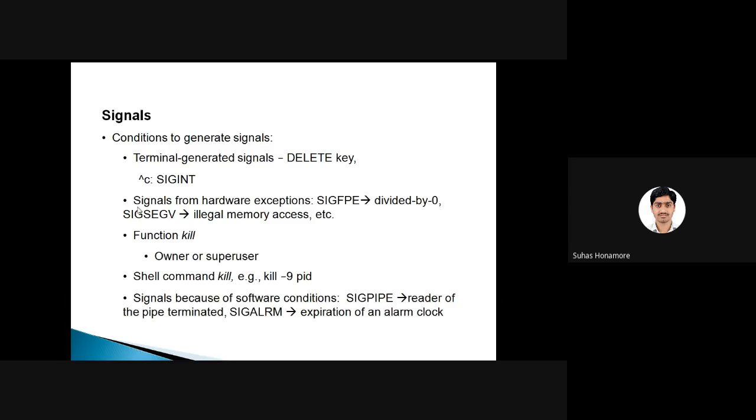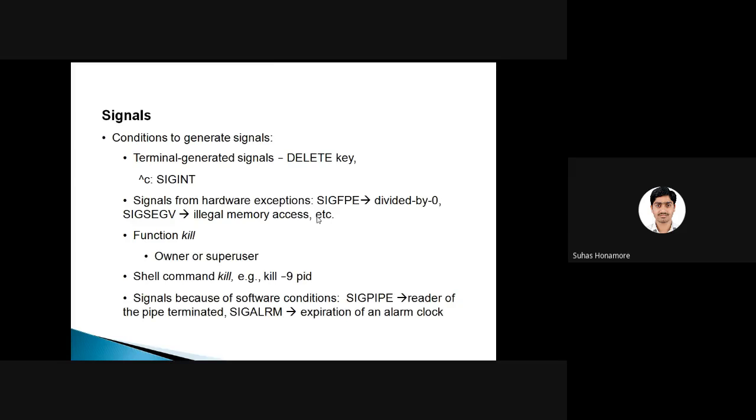Then signals from the hardware will also come, like SIGFPE. Whenever you have a floating point error, such as a divide by zero, or any segmentation error, this signal will come. SIGSEGV is a segmentation error.